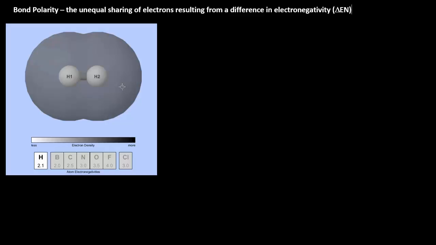Bond polarity arises from the unequal sharing of electrons within a covalent bond. This can be identified by looking at the difference in electronegativity values of the two atoms involved.